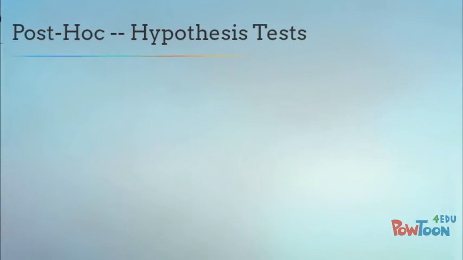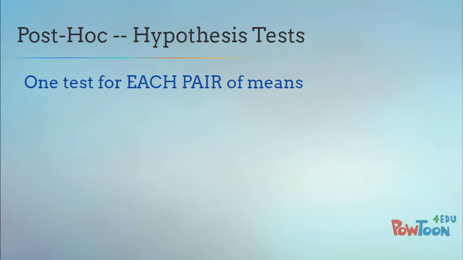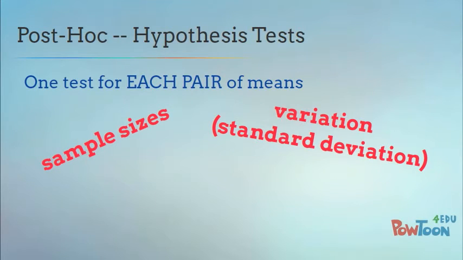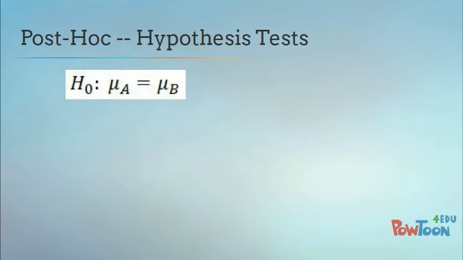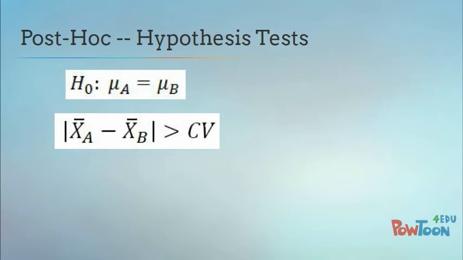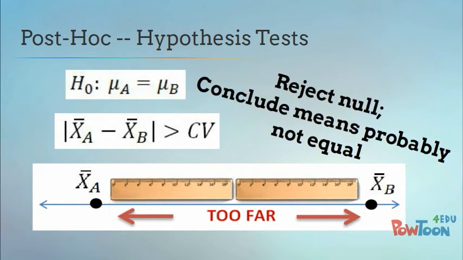Other software shows results for a hypothesis test for each pair of means. In this case, the calculation takes into account how large the samples are and how much variation is in the groups, and provides a critical value for the test to compare mu A to mu B. The null is that these two population means are equal, and if the difference between the sample means of these two groups is larger than the critical value, we conclude this difference is too large to be due to sampling error, and therefore say these two population means are probably different.